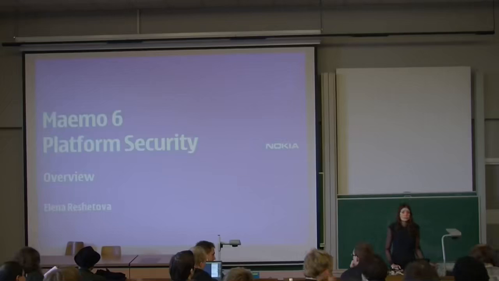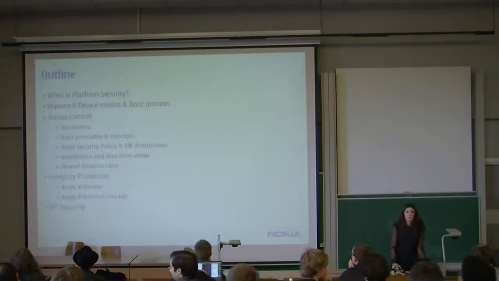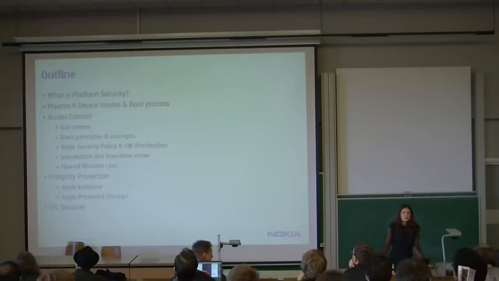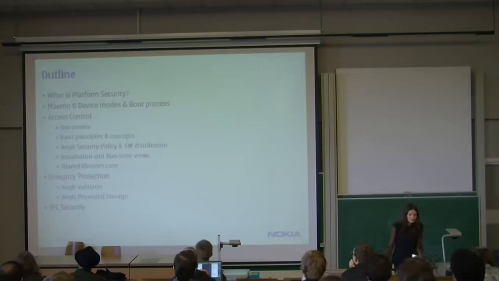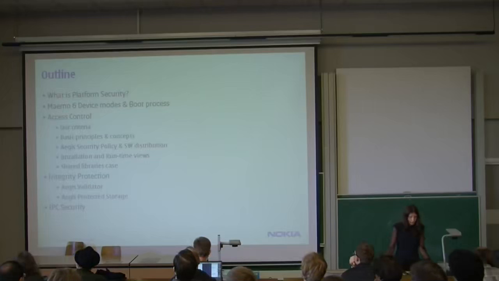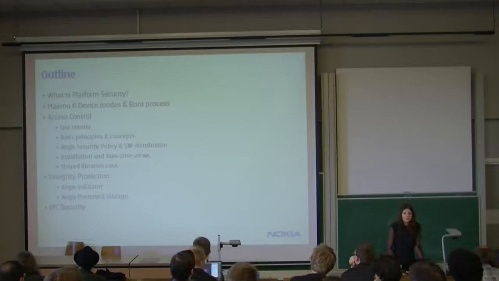Let's see how much time we have. I would like also to leave time for questions. So here is a short outline. First of all, I will briefly talk about what platform security is, to be sure that we speak the same language when we use this term. Then we will take a look at two different device modes of operation for the Maemo 6 device. I will say the reasons for these two different modes, and we will take a look at the boot process to understand how you can get these two different modes loaded. We will take a look at access control, one of the primary things in a security framework, and different things related to it. Also integrity protection, and we will finish with security of inter-process communications.